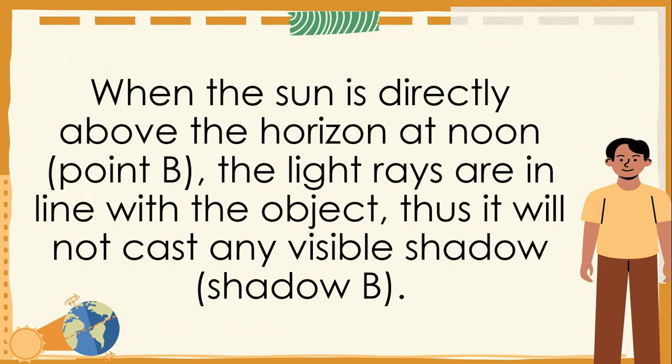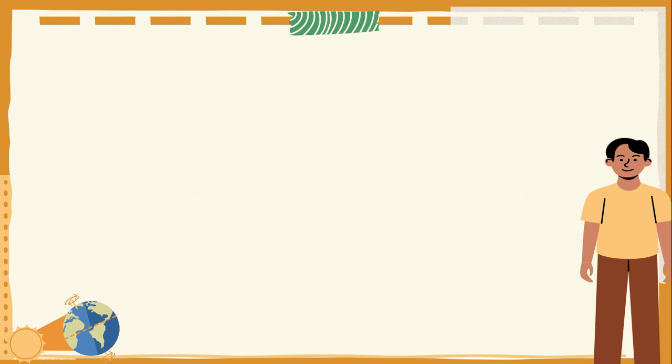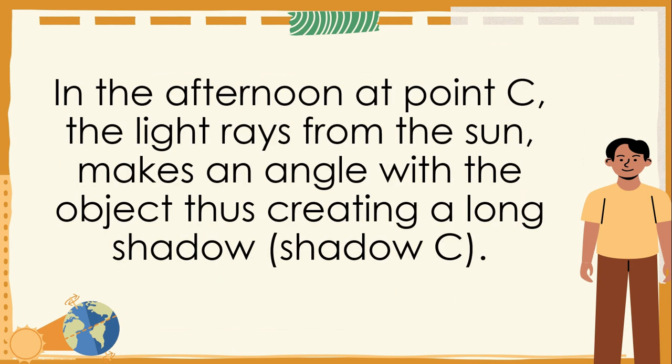When the sun is directly above the horizon at noon, point B, the light rays are in line with the object. Thus, it will not cast any visible shadow, shadow B. In the afternoon at point C, the light rays from the sun makes an angle with the object, thus creating a long shadow, shadow C.